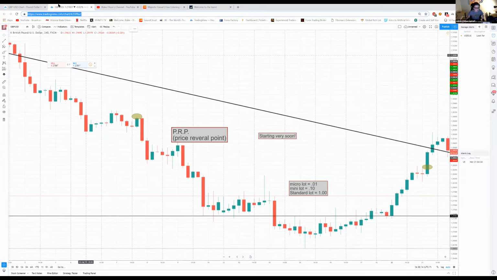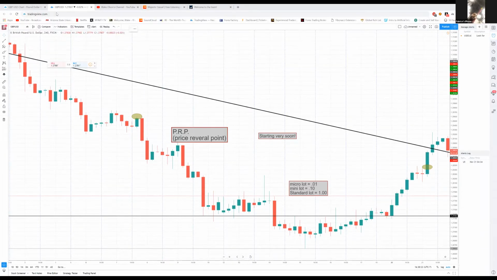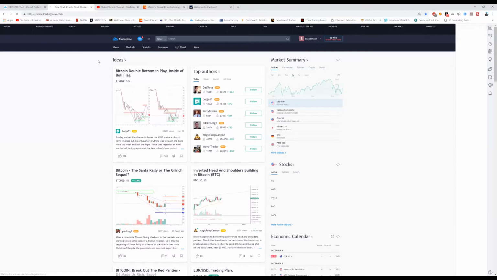If you don't know where to go to pull up charts, you go to tradingview.com. What are you trying to learn, how to trade currency? Once you pull up the website, you can type in the pair you want to look at right here in the search bar at the very top.